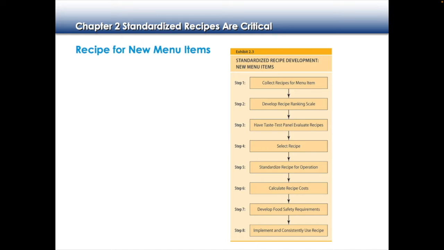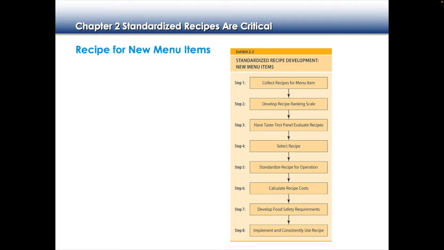Step one, collect recipes for menu items. This is where we can look at different places to find recipes, different resources. You can go online. Maybe you've got a recipe that you quote unquote borrowed from another chef. We do that all the time. Tweak something in there, and now it's yours. Numerous recipes for almost any menu item can easily be located. It's not a problem with that.